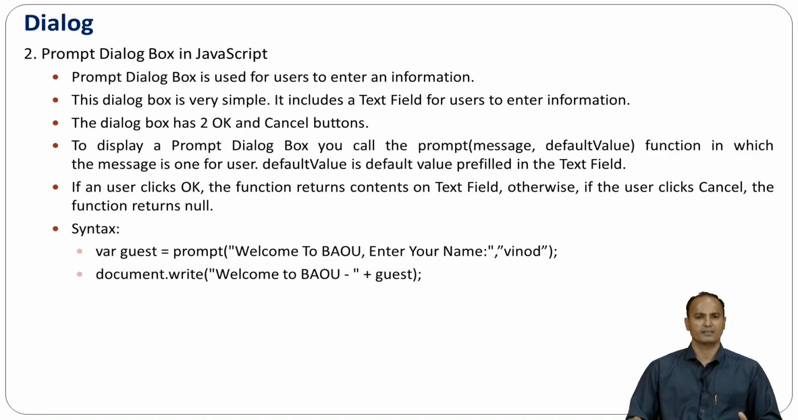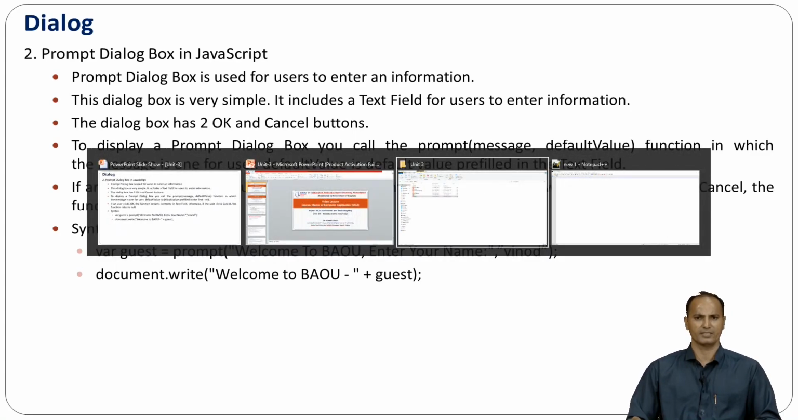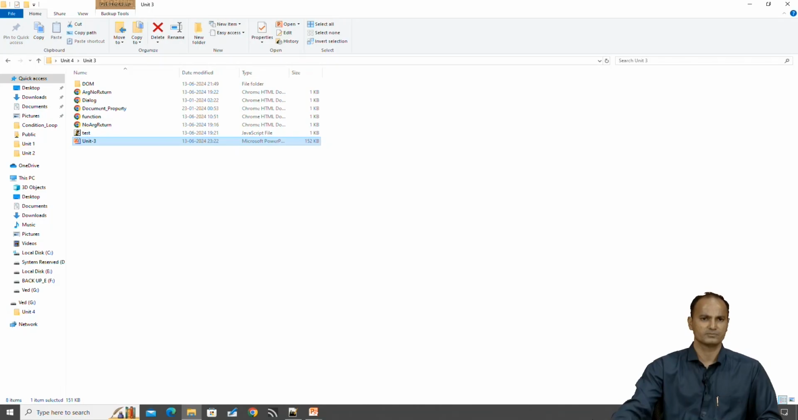Okay, let's have an example. Suppose we have a variable guest. We will use the prompt dialog to ask the user to enter a value, fetch that value in the guest variable, and then display it. Let's test it practically so that we can easily understand.